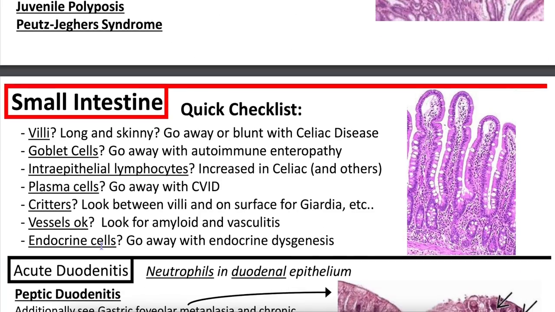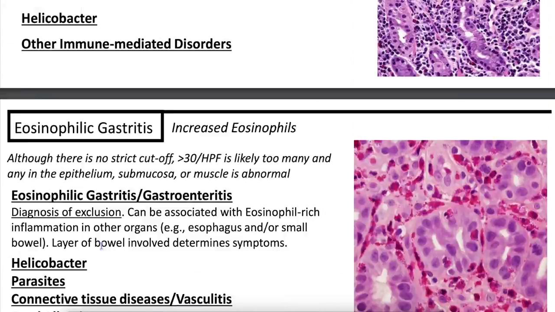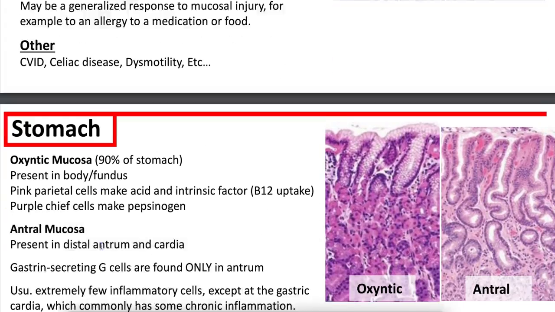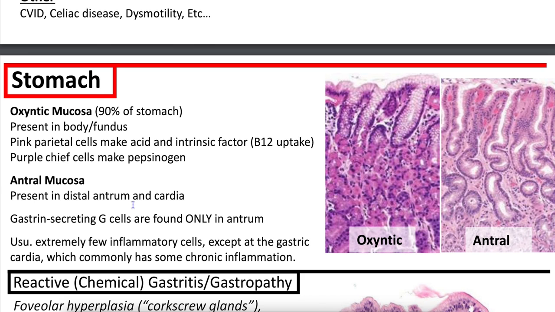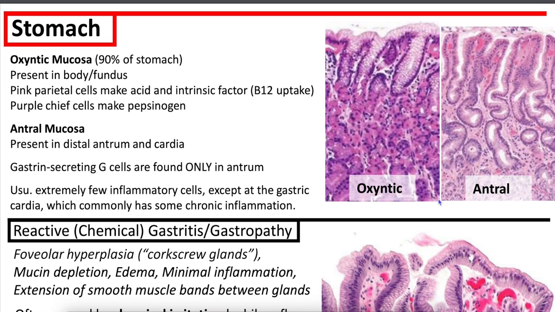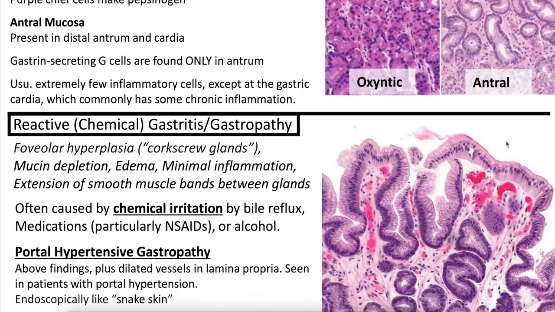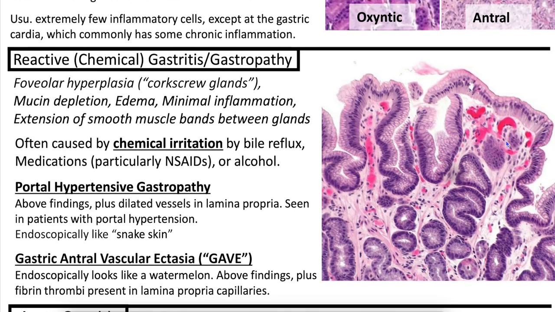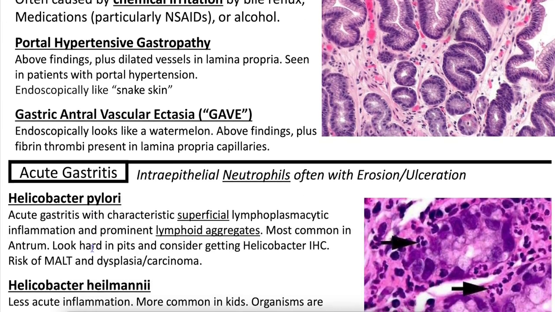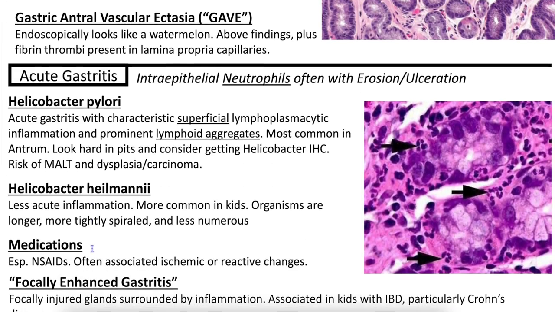Whew, we made it. So before we begin small bowel, think about gastritis patterns or stomach patterns. You have your oxyntic, antral. Oxyntic is parietal, chief. Antral is where H. pylori and your G cells are. Reactive gastritis, chemical irritation, portal hypertensive gastropathy. You'll see dilated vessels in the lamina propria, as well as GAVE, which is dilated vessels with fibrin thrombi in the antrum.